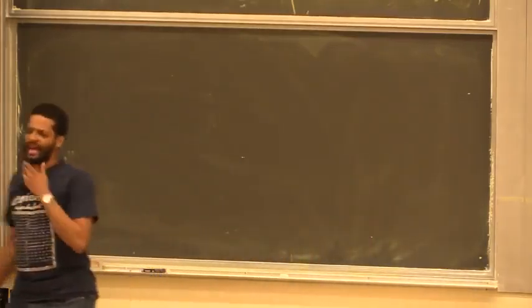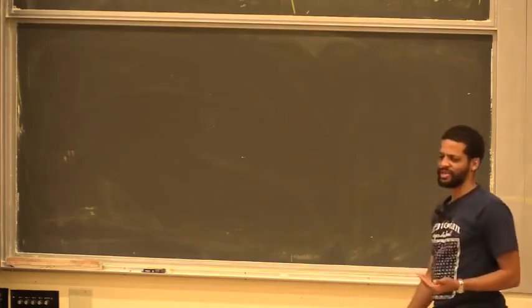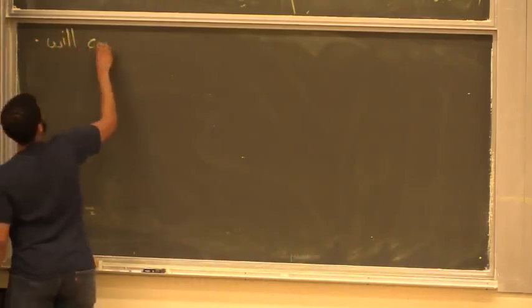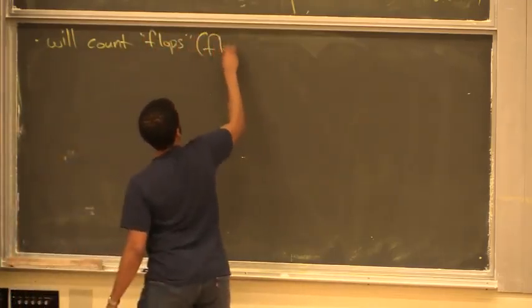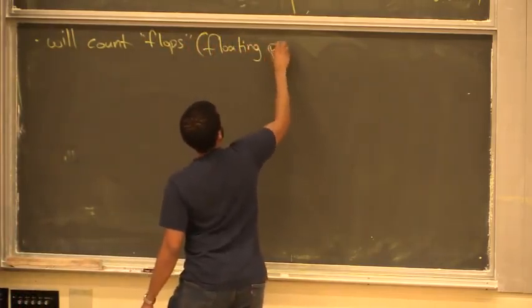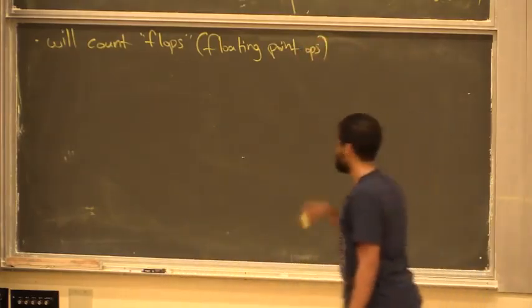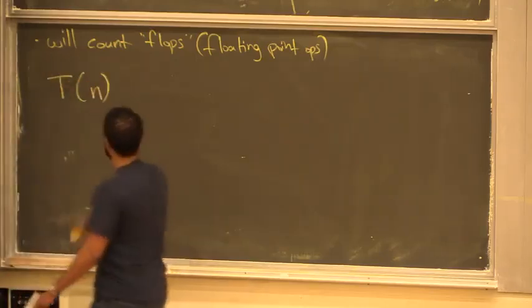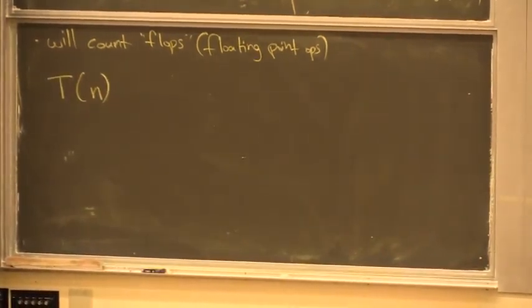And analyzing runtime, the way I'm going to do it is, I'm just going to count arithmetic operations. So we'll count flops, which are just floating point operations. Basically, for us, it's just going to be multiplications and additions. So let T of n be the number of arithmetic operations, or flops, I need to compute fib n, the nth Fibonacci number, using this algorithm.